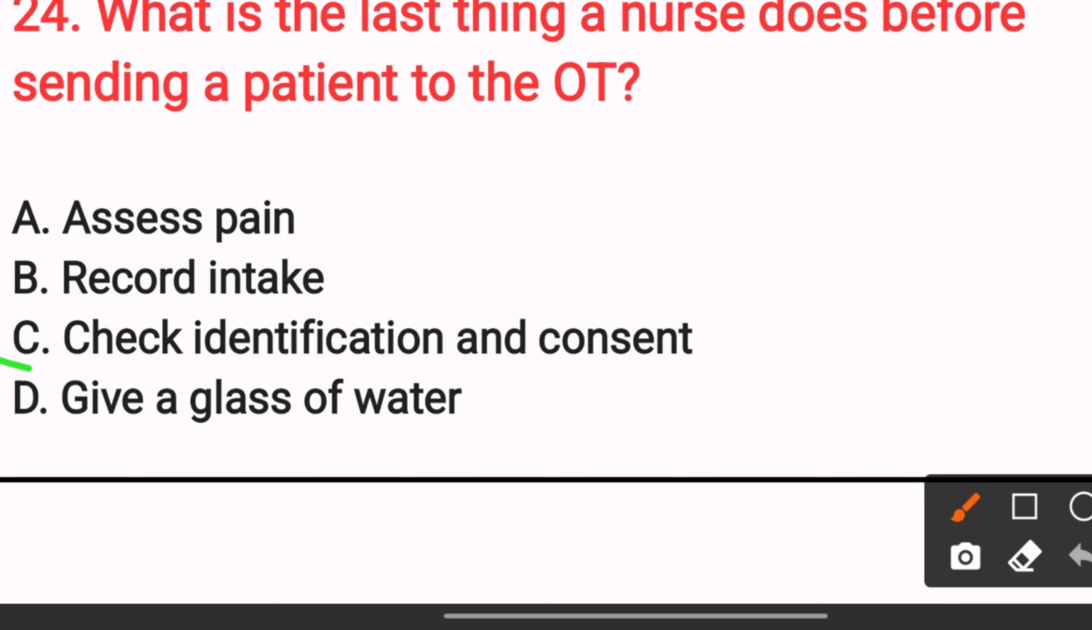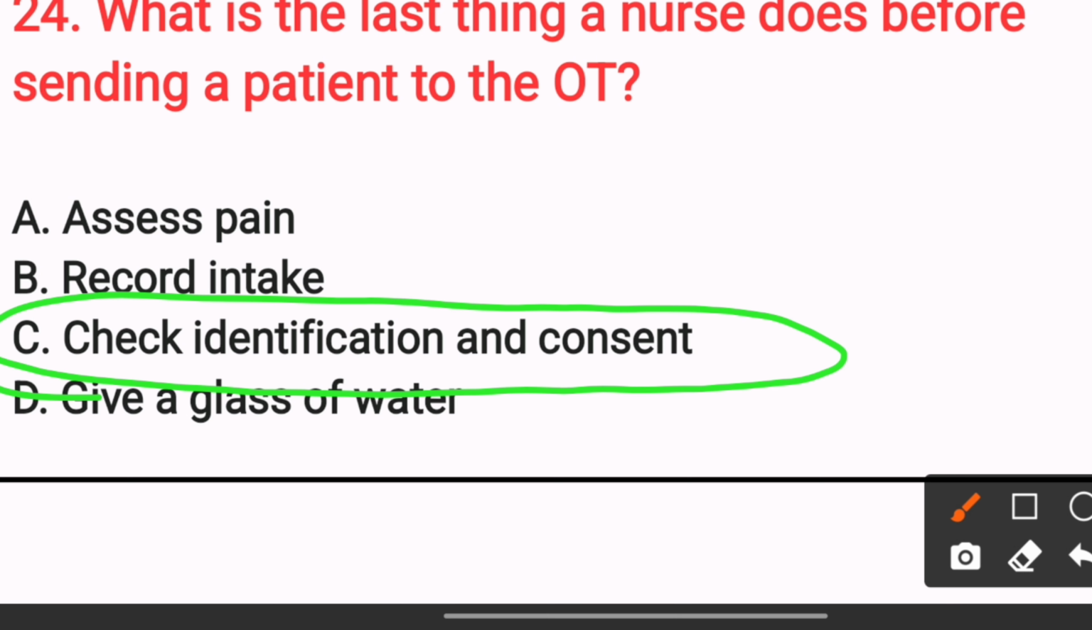The answer is option C, check identification and consent. Final identification and consent check are the crucial safety steps.